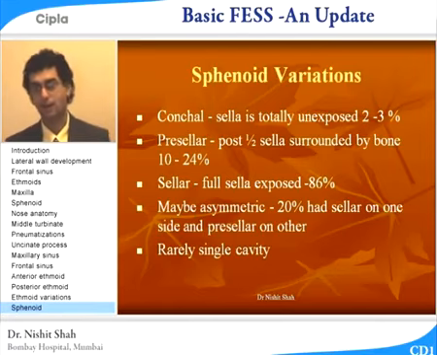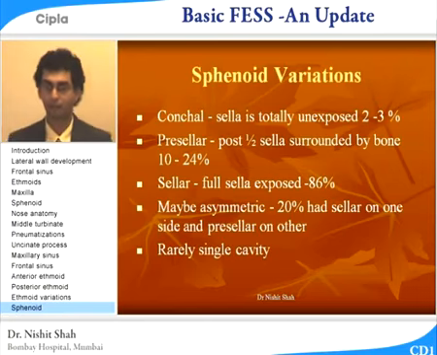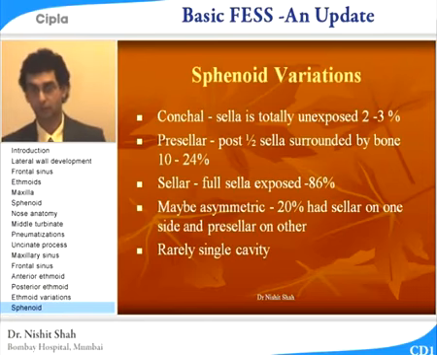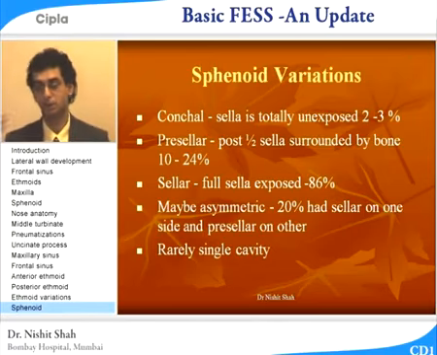Precellar is when the anterior half of the sphenoid is well pneumatized right up to the cella, but the pneumatization does not extend beyond or into the floor of the cella, which is about 10 to 24%, whereas most of the sphenoids are cellar, where the entire cella, including the entire floor, is well pneumatized, and this is in the majority of patients.